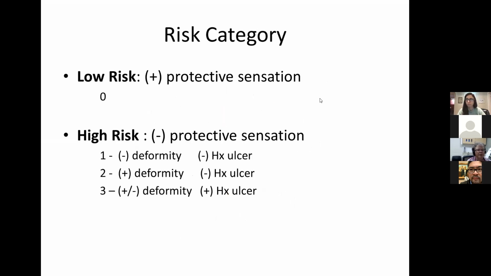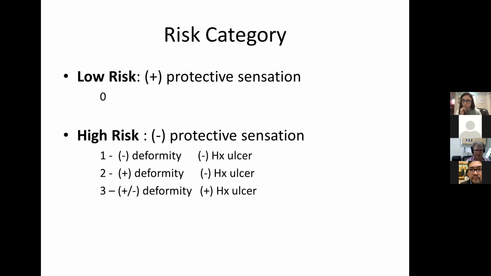Once we've done our monofilament testing, we stratify as far as risk category goes. The low-risk people have preserved their protective sensation, so that's going to be risk category 0. On our high-risk individuals who have lost their protective sensation, we can stratify them further. So category 1 would be lost protective sensation, no deformity, so no bunions, no hammer toes, no unruly toenails. They've not yet had a foot ulcer, so they would be 1.